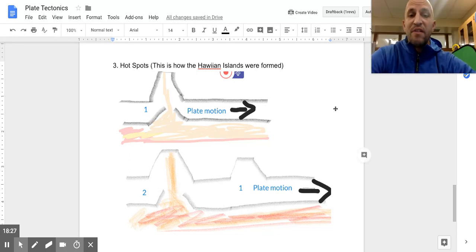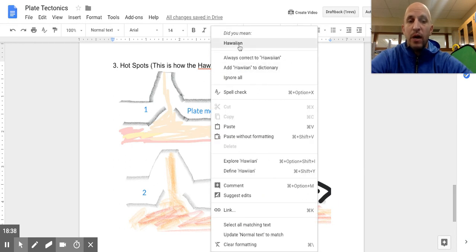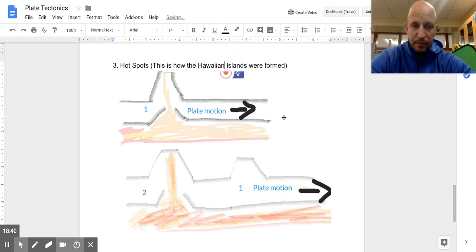All right, so hopefully that video helped you understand a little bit more about hotspots. Again, these are your notes for this section. If you have any questions, please ask me as you are going through these notes. And I see here I misspelled Hawaiian. Let's fix that right there.